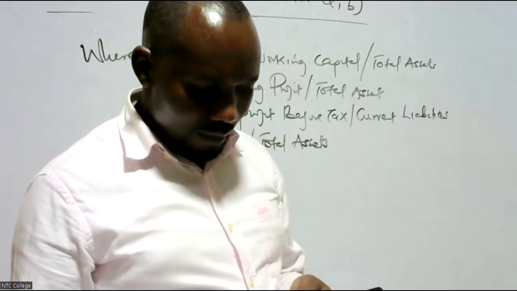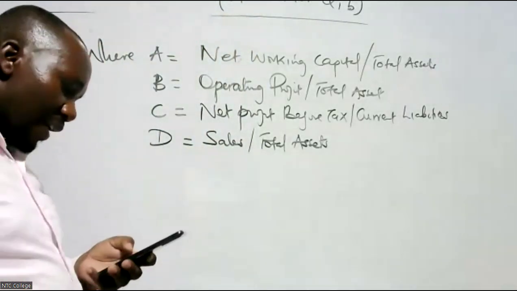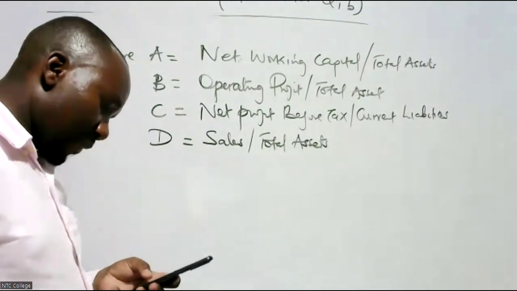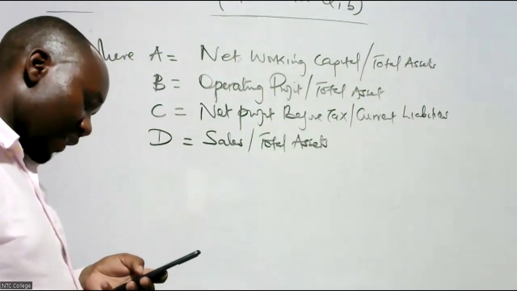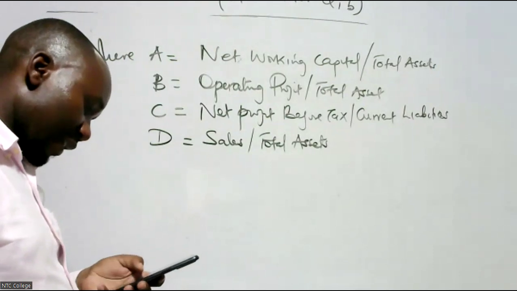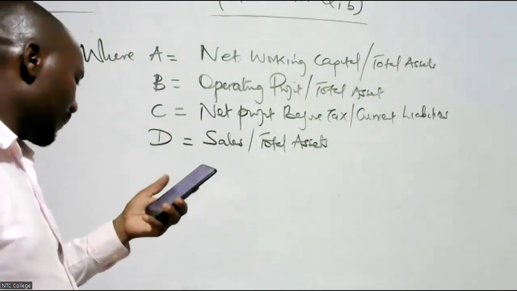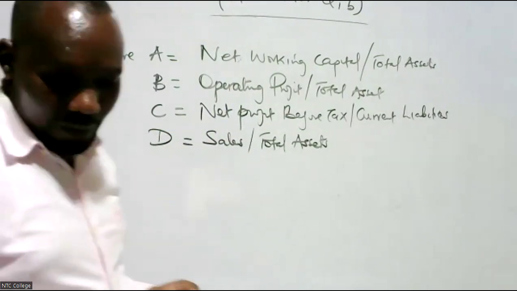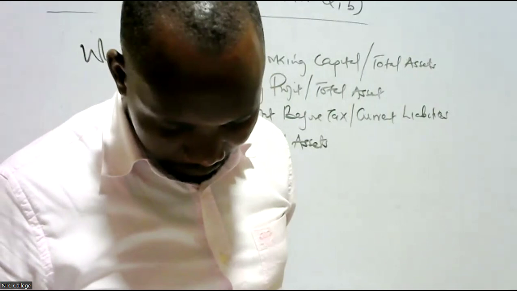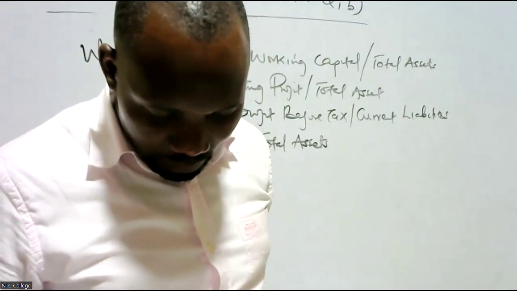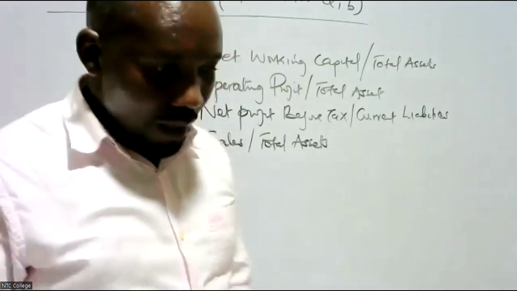Note that the Springate model takes the following form. So the formula is given here. Z is equal to 1.03A plus 3.07B plus 0.66C plus 0.4D. Whereas the A, B, C, and D refers to this. So we are told to use the Springate model. So how do we start?